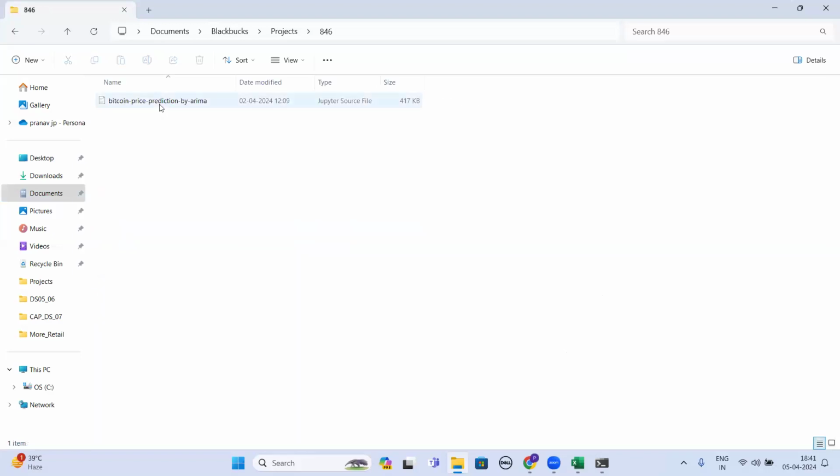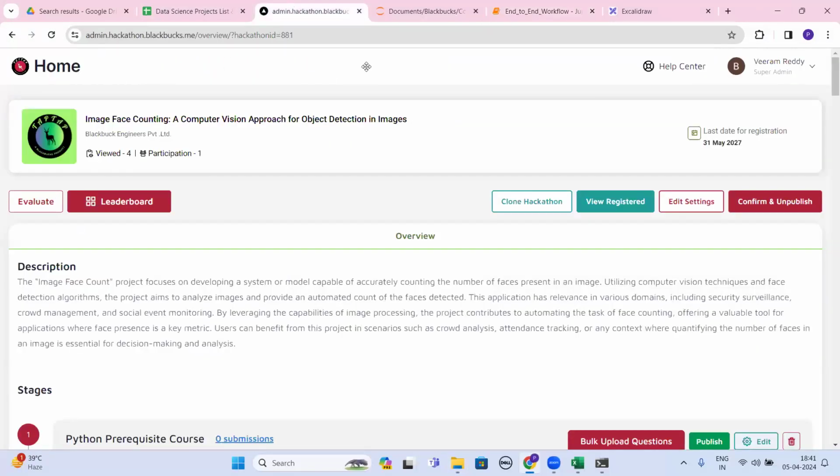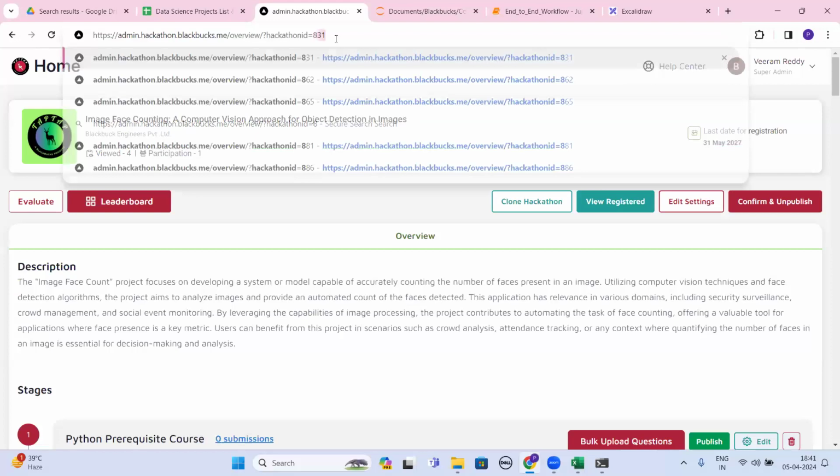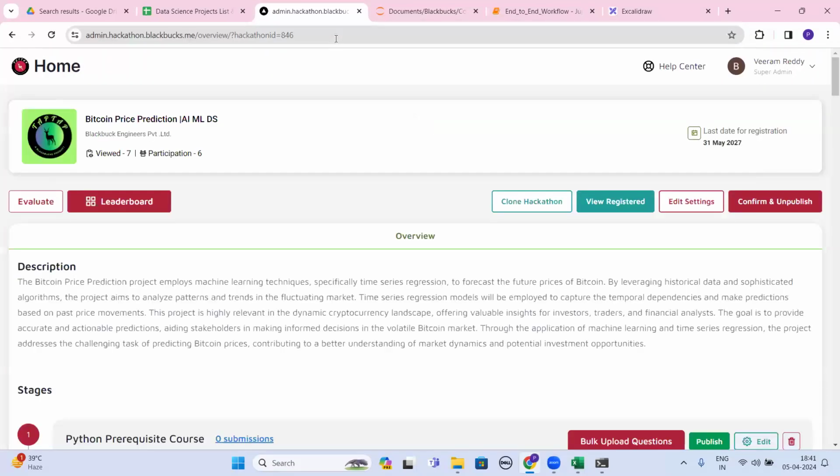Yeah. So basically the data is present over here. 846. You can take a minute of your time to get an idea about this portion. What is happening is that the Bitcoin price prediction employs ML techniques, and obviously the price is dependent on the target variable over here.